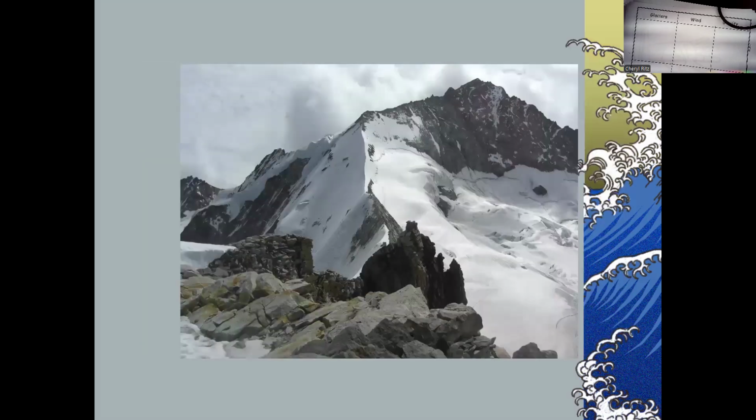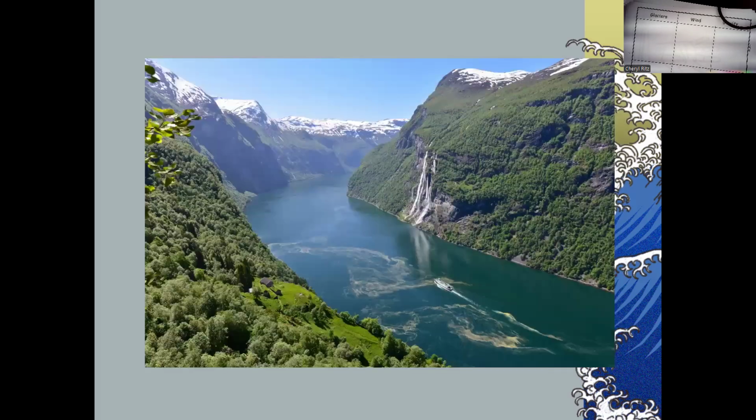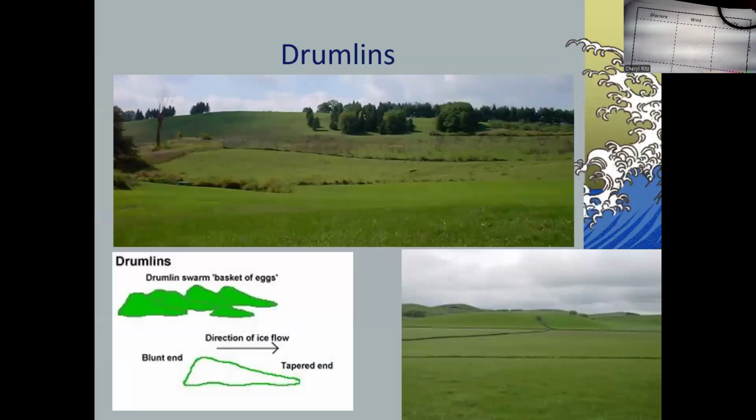So here's just some more pictures of those. Again, what do you see here? A valley, a U-shaped valley. Great. Glaciers always create U-shaped valleys. They also create these little hills called drumlins. A drumlin is a specific shaped hill. They say it looks like the back of a spoon.